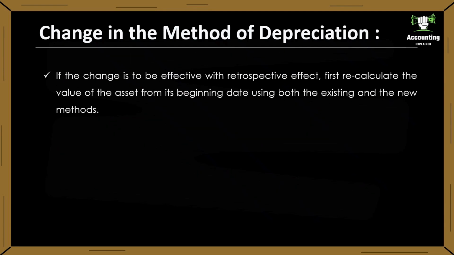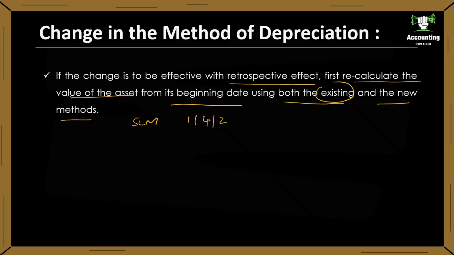Just now we saw prospective effect. There is another method called retrospective effect. Under this method, first recalculate the value of the asset from its beginning date using both the existing and the new methods. We calculated depreciation under the existing method, that is SLM method, from 1/4/2020 to 31/3/2022, right? So the depreciation amount was 20,000 and the book value as on 31/3/2022 is 80,000.